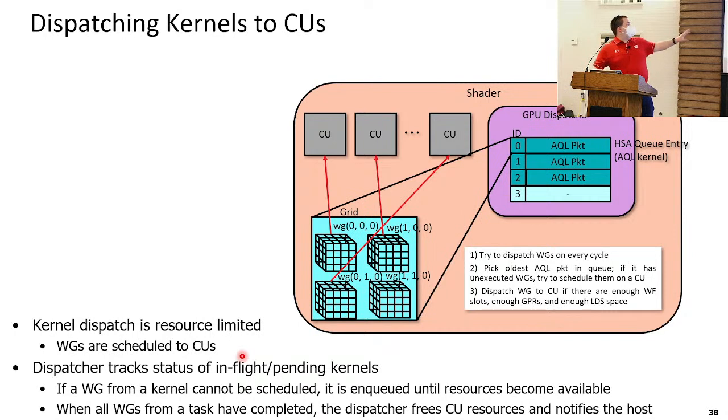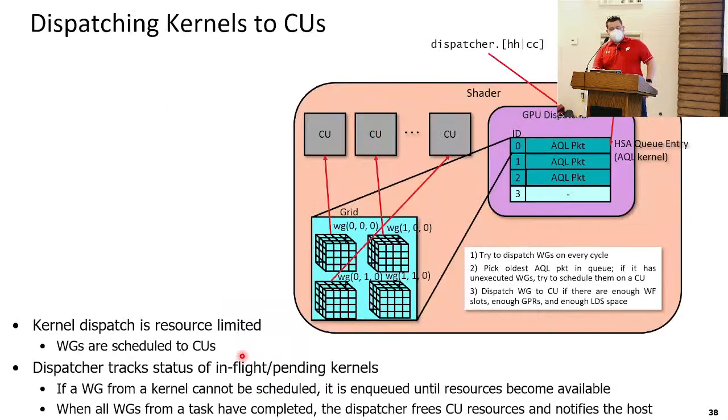If there is space, it'll schedule them to the compute units that are shown in gray here. Then it'll use some tables to track the status of everything that's in flight or pending, how much of the work has been issued, how much of it remains, how much of it's done, and so on and so forth. And when it sees that all of the work groups from a given task have completed, it'll free those resources and then send a signal back to the CPU saying, hey, this work that you sent to me is now done. And we'll do whatever we want to do with it from there.